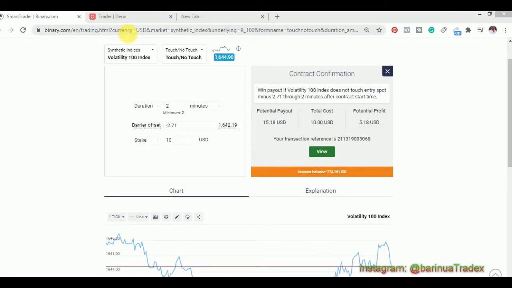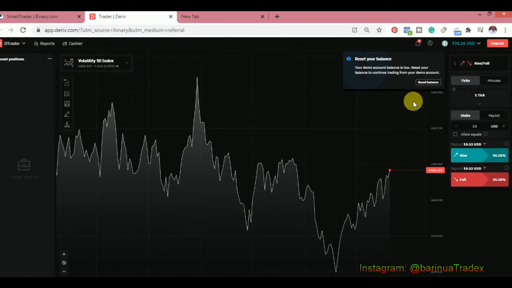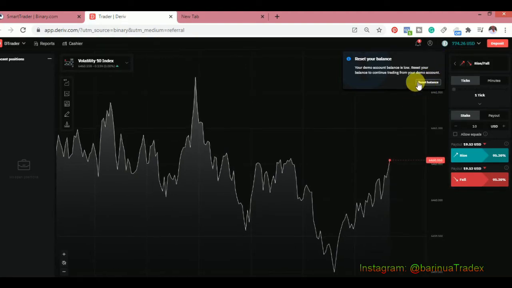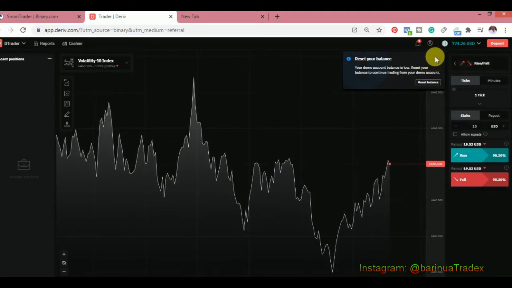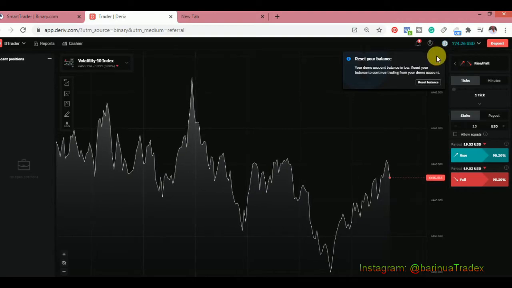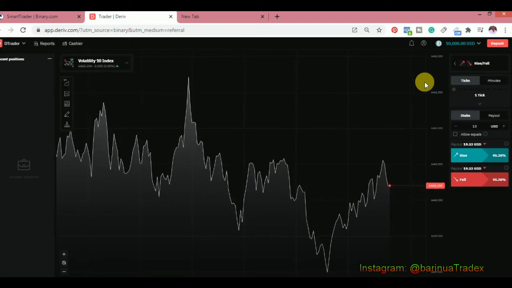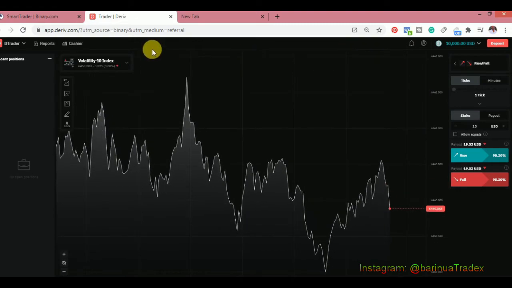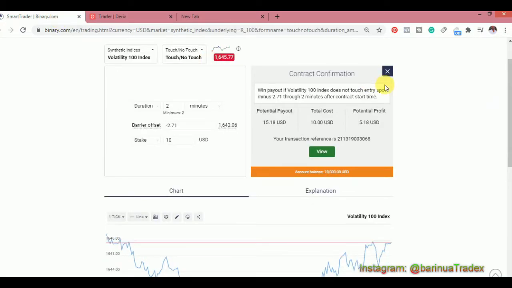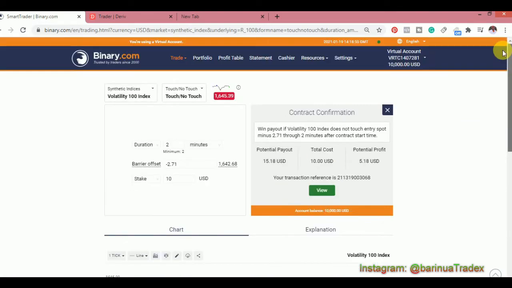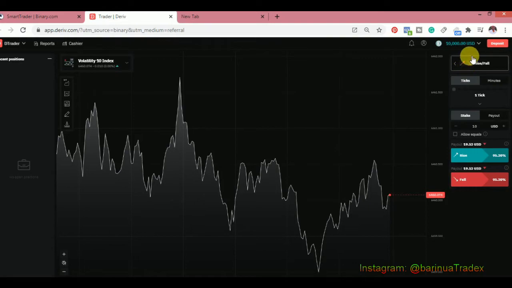So anyway, let's move on to Deriv, how you can access this on Deriv. And this pop-up that kept coming here, I don't want this. Oh no, I didn't want that reset balance. I didn't want that reset balance. I hate the reset balance. Oh my god, and I don't like that pop-up coming up again.